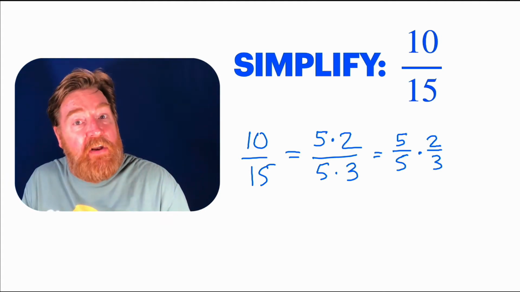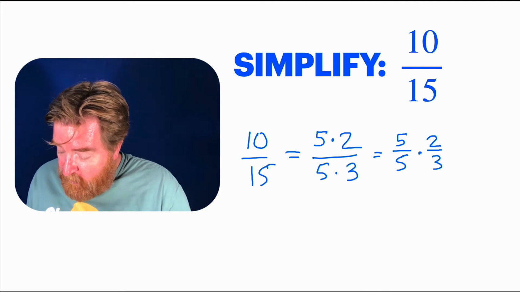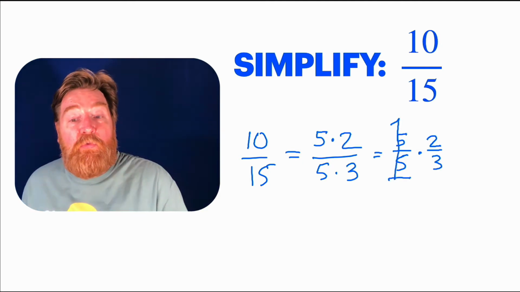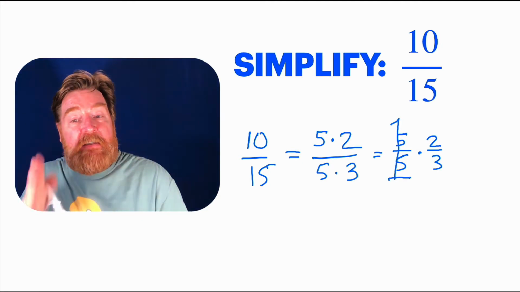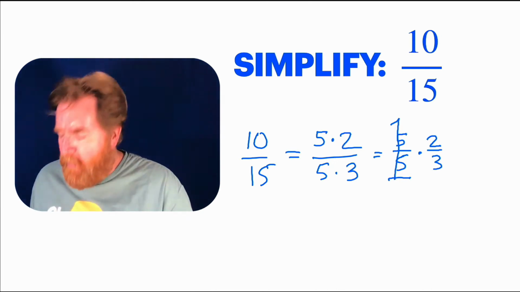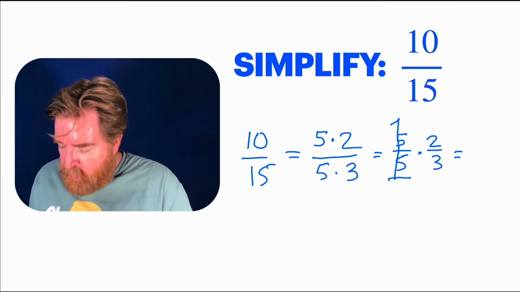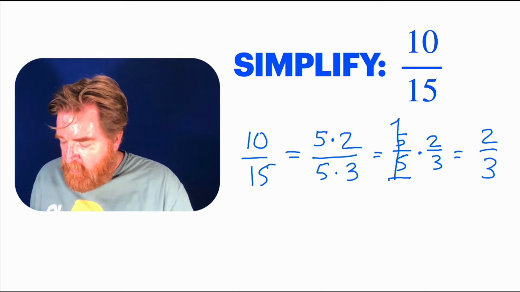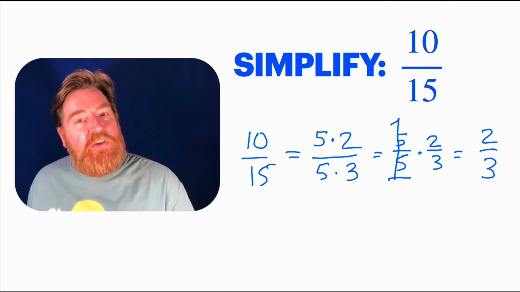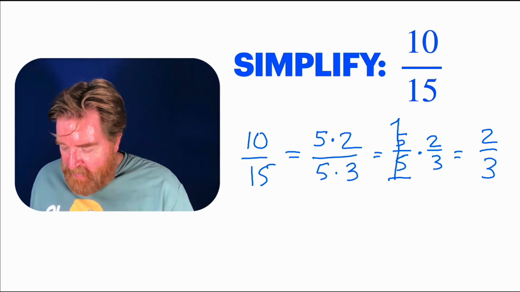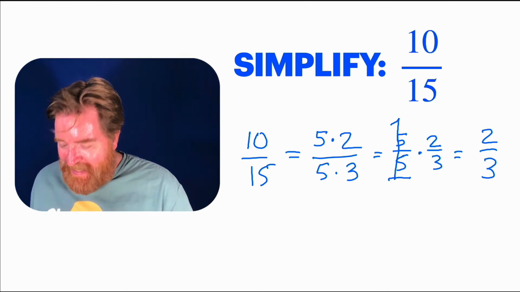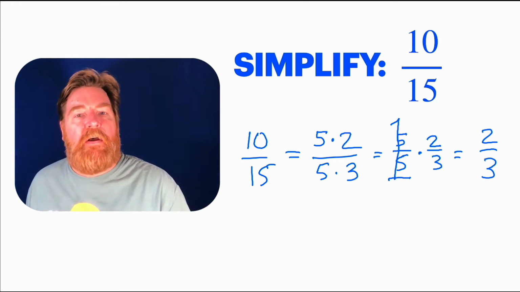5/5 is just the number 1, isn't it? So in other words, I'm really writing 1 times 2/3, and you guys know, of course, 1 times any number is just that number. So 1 times 2/3 is 2/3. So this is what we've got. 10/15 is exactly the same number as 2/3.